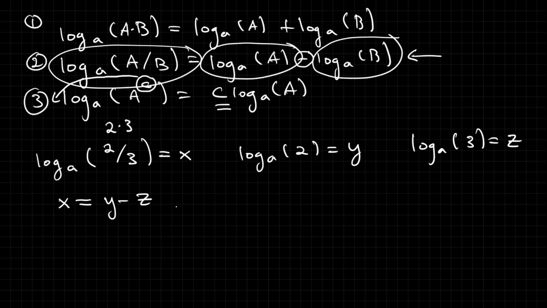Now, initially what I told you was these logarithm rules are true because there's an exponential rule that makes them true. So instead of working in logarithm land, I'm going to convert into exponential land. So for the first star, what I have here is that 2 divided by 3 equals a to the x. That's just applying the definition of the logarithm.